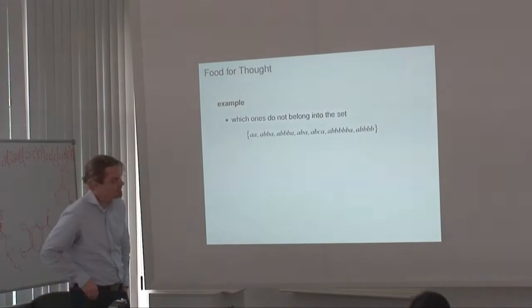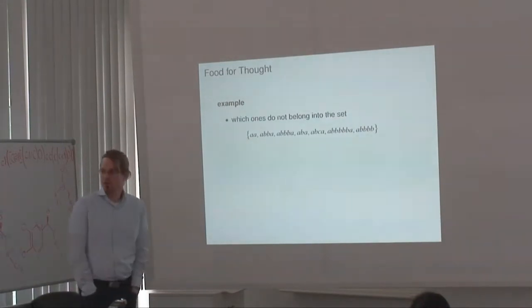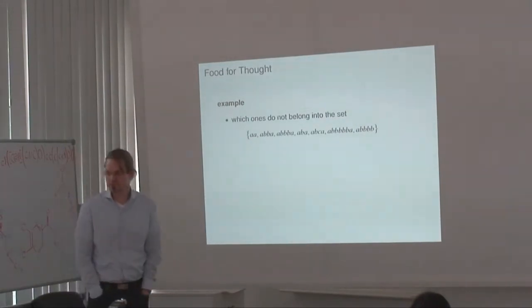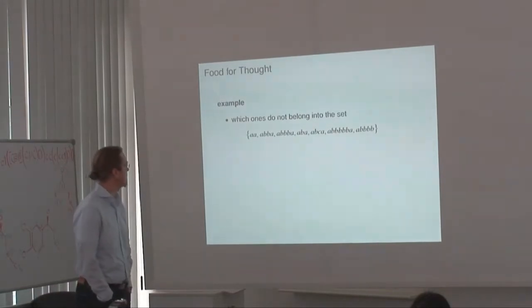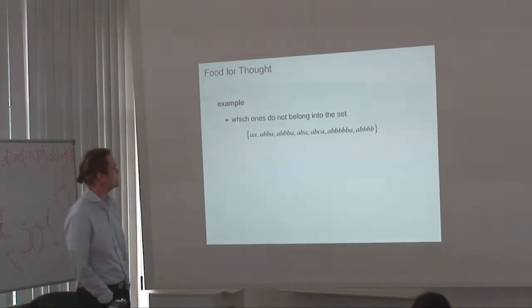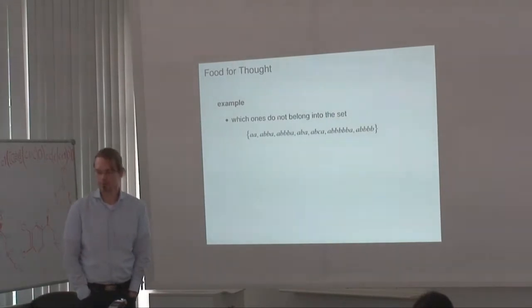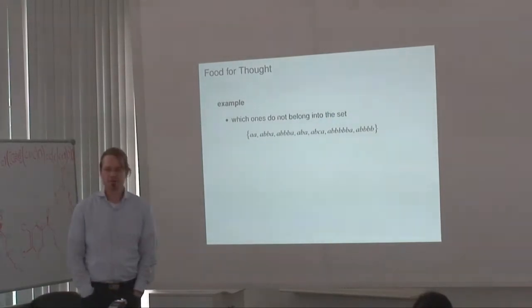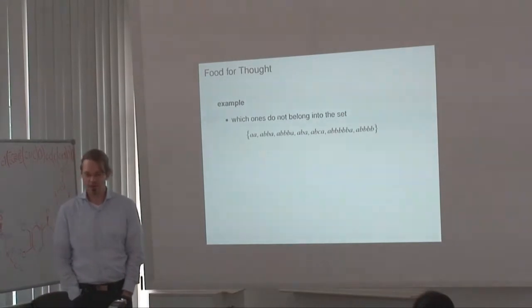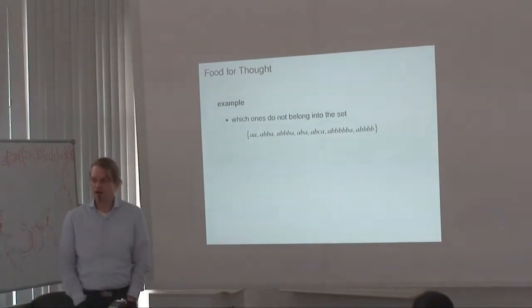Let's have more fun. Instead of numbers, let's go for sequences of symbols. Now we have AA, ABBA, ABBBBA, ABA, ABCA, ABBBBA, and ABBBB. Which ones do not belong? Okay, that one seems to be, and the last one as well, right? How do you know that?